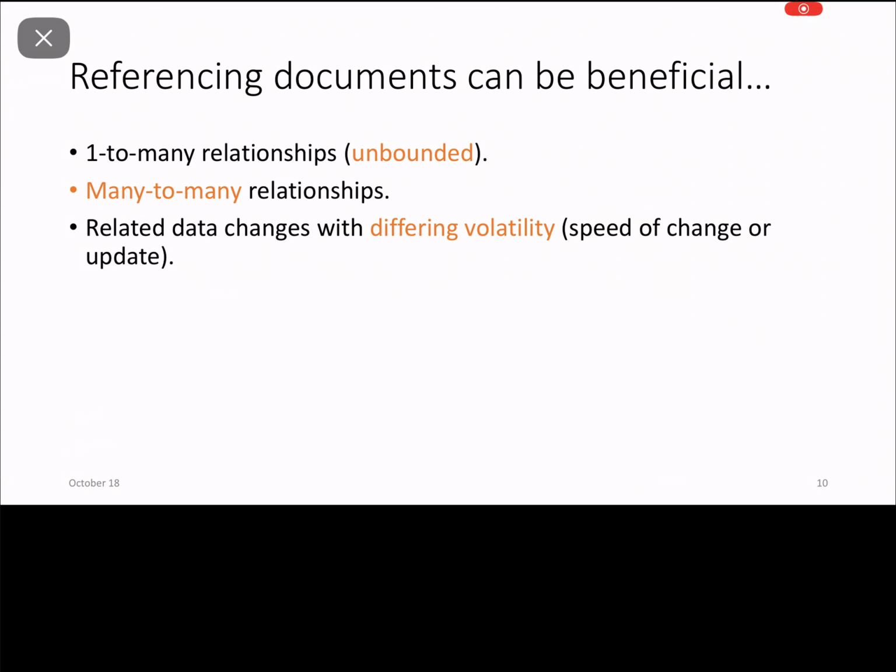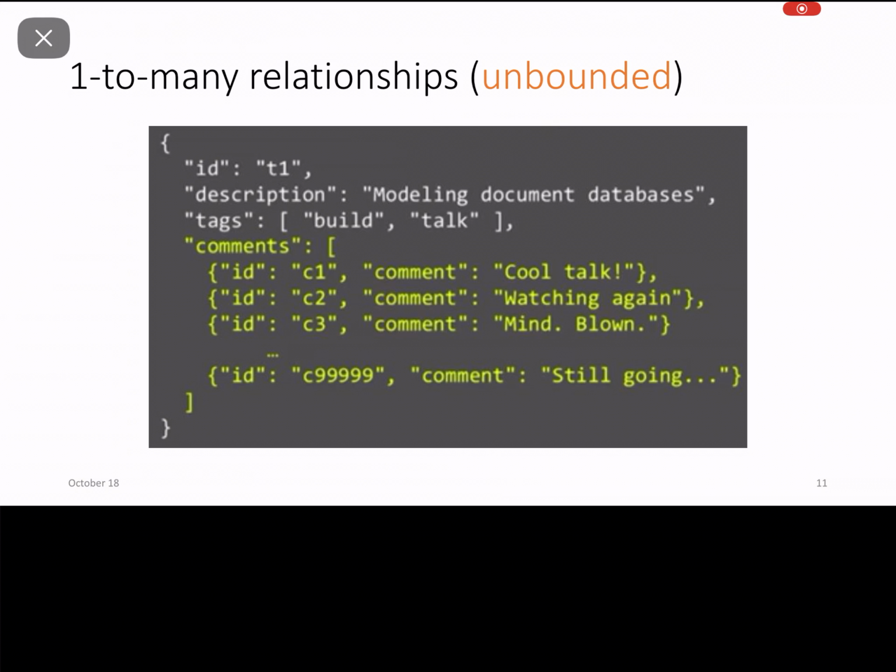So when do you use referencing? These are the three conditions whereby referencing documents can be beneficial. Let's take a look at each one of these. The first one is one-to-many relationships, and as you can notice, inside the brackets there is something called unbounded. What does unbounded mean here? It means that the number is unlimited.